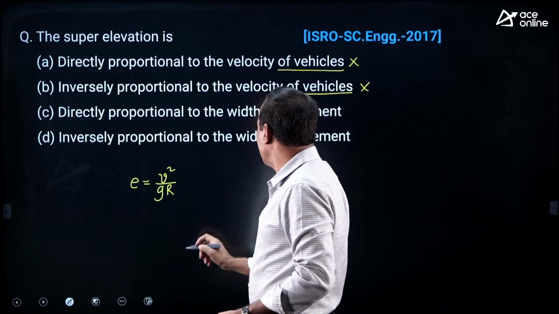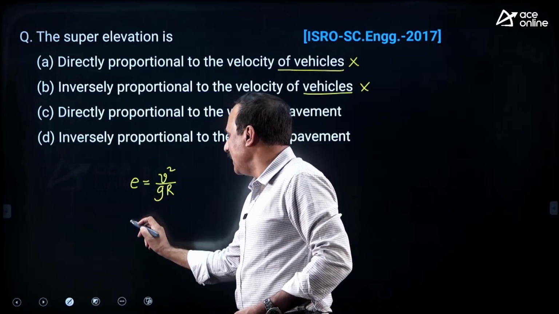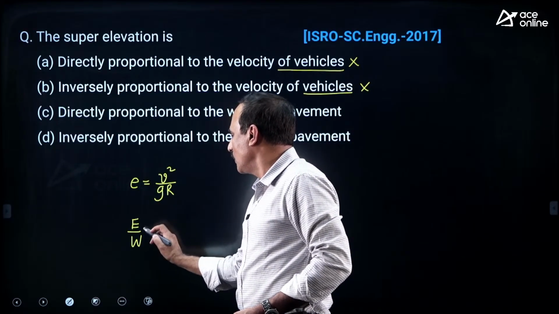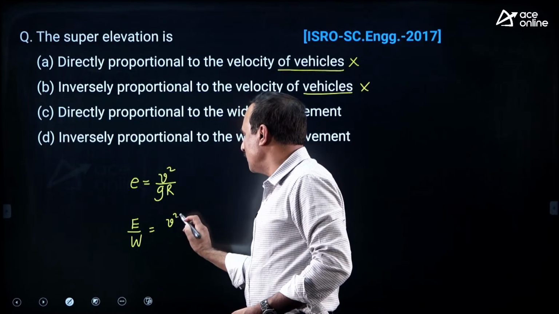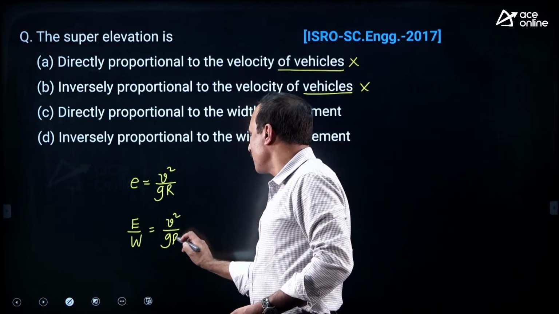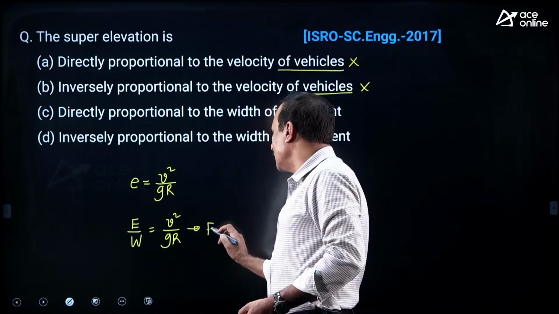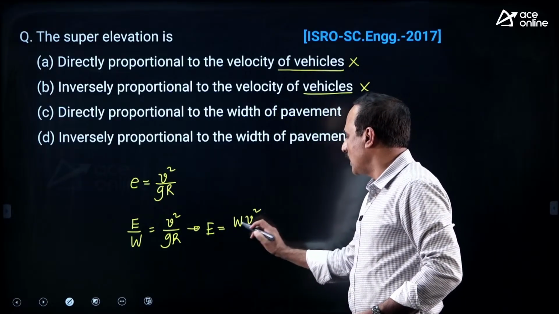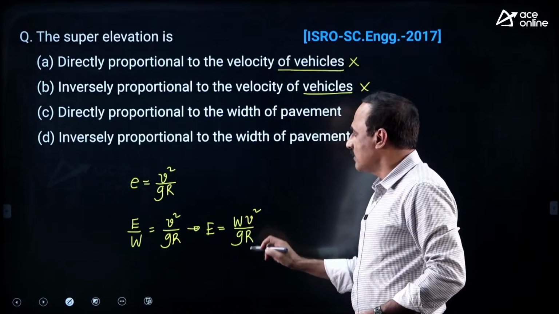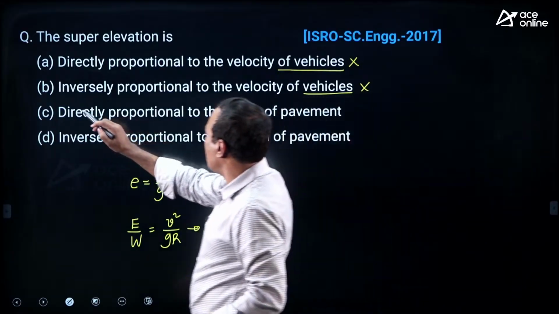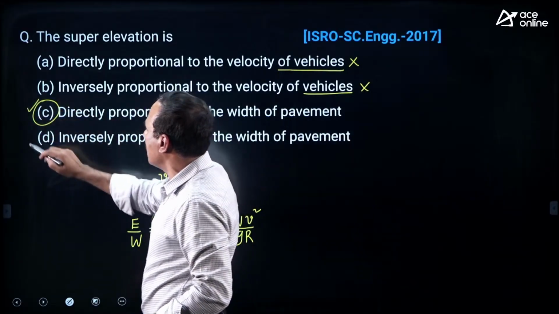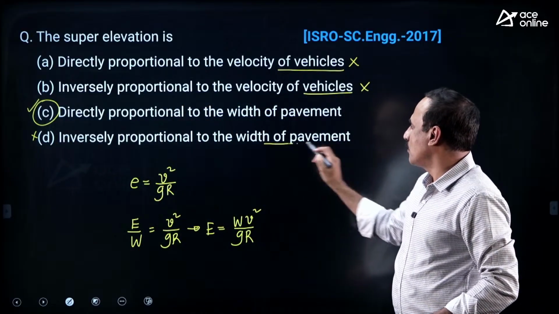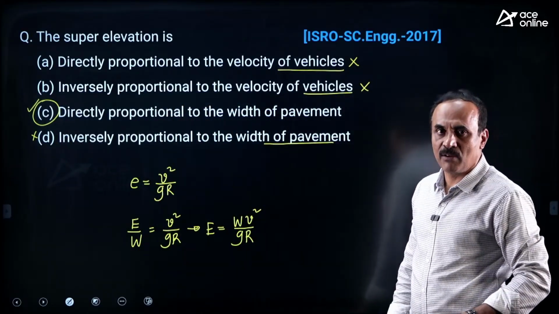Actually, if you take small e is equal to, as I told you, capital E by W. In the previous question, you had discussed about it. And this rise of outer edge, capital E, is W V square by GR. So, you can say that it is directly proportional to width of the pavement. Answer is option C. Obviously, the other answer will be wrong. Inversely proportional to width of the pavement is perfectly wrong.